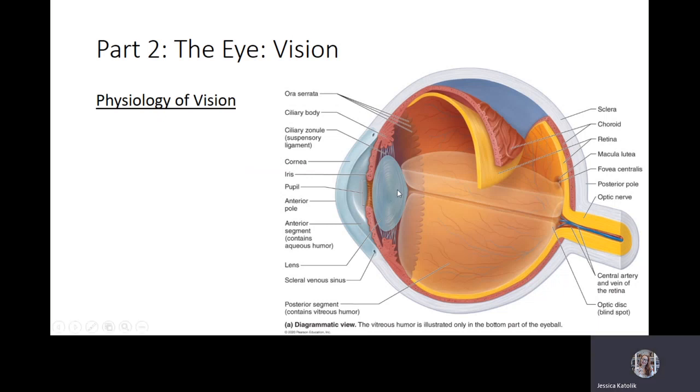The light will then travel through the vitreous humor, and it will hit the retina, mainly near the macula lutea and the fovea centralis. In the retina, we're going to have photoreceptors that are capable of detecting that light. So let's zoom in on the retina a little bit more and look at the structures that are involved with continuing this process of vision.